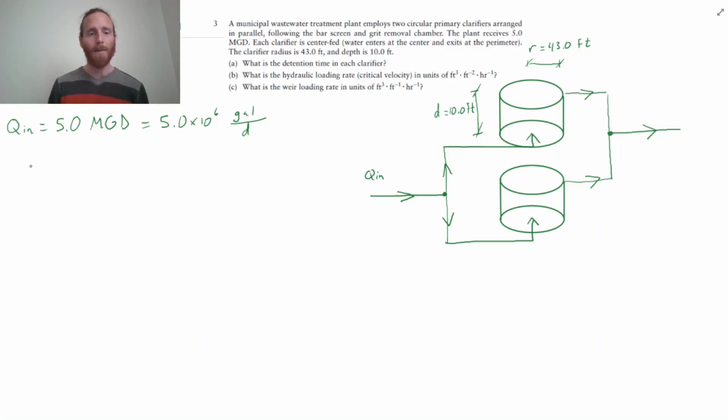We've got an inflow of 5 MGD. Now that's million gallons per day. I write it like this. And the only other numbers we're given are the radius and the depth of our clarifiers. So part A, what is the detention time in each clarifier?